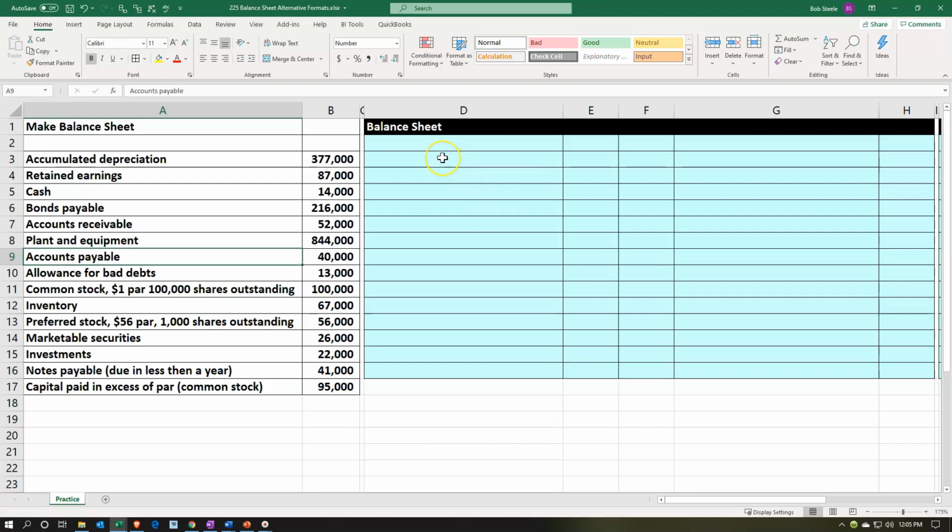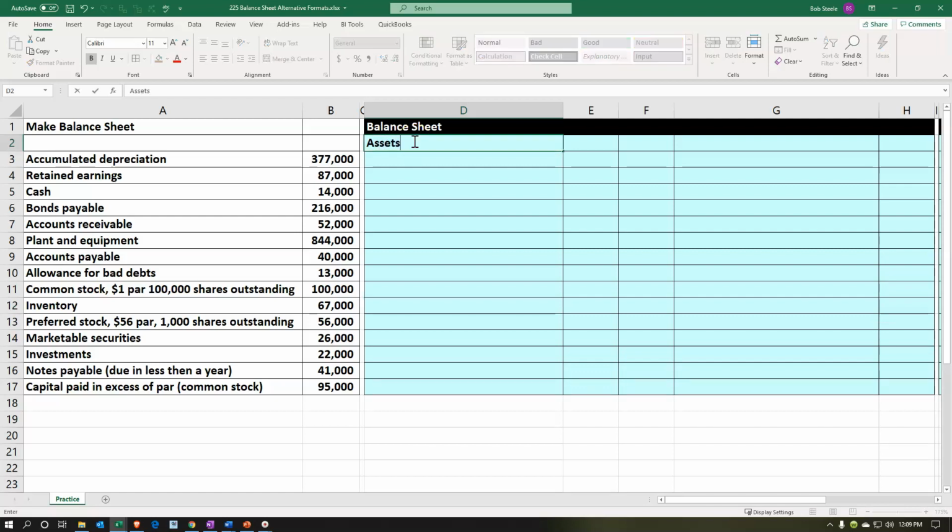So let's start off here. We're going to have the balance sheet. Whenever you think of the balance sheet, assets, liabilities, equity, then we're going to start with the assets. Within assets, we'll typically start off with current assets. So I'm going to say assets, and then we're going to have a subcategory within the main category, which is going to be current assets.